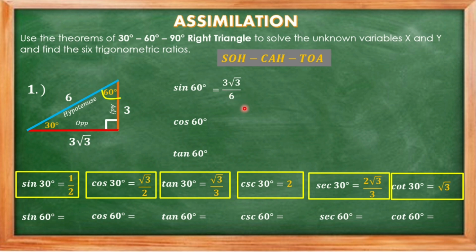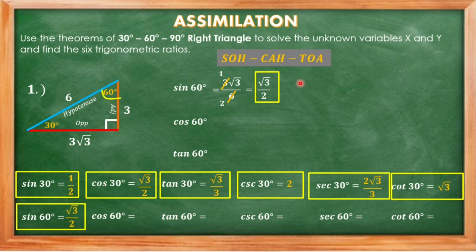As you can see, si 3 and 6 ay pwede pa natin siyang i-lowest term. They are both divisible by 3. So, pwede natin silang i-divide by 3. So, 3 divided by 3 is 1. And 6 divided by 3 is 2. So, ang natira na lang ay the square root of 3 over 2. And that is our sine 60 degrees.